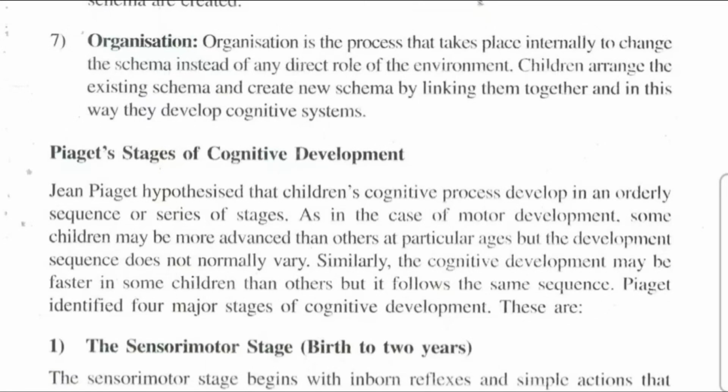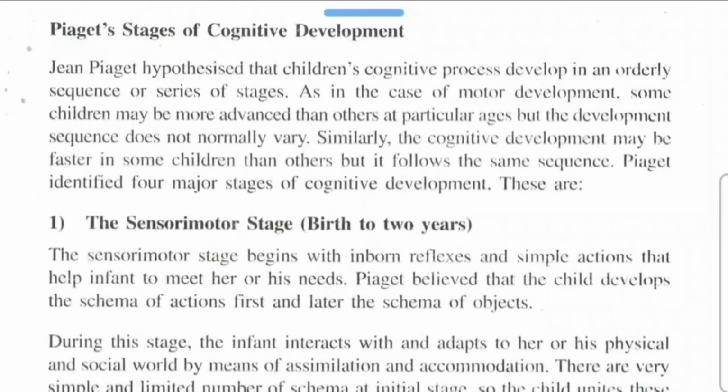Piaget's stages of cognitive development. Jean Piaget hypothesized that children's cognitive processes develop in an orderly sequence or series of stages. As in the case of motor development, some children may be more advanced than others at particular ages, but the developmental sequence does not normally vary. Similarly, cognitive development may be faster in some children than in others, but it follows the same sequence. Piaget identified 4 major stages of cognitive development.